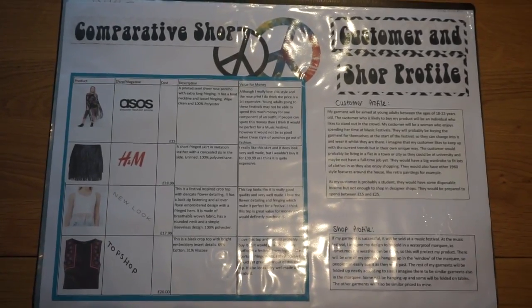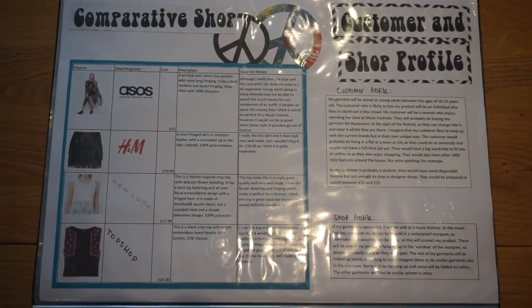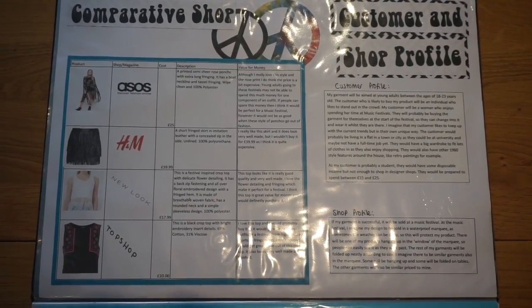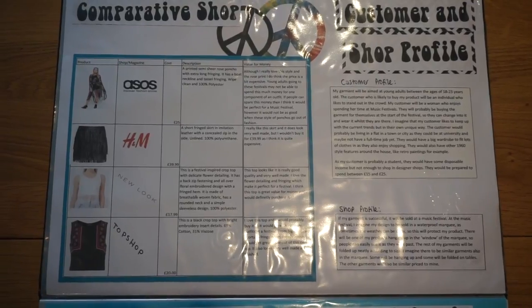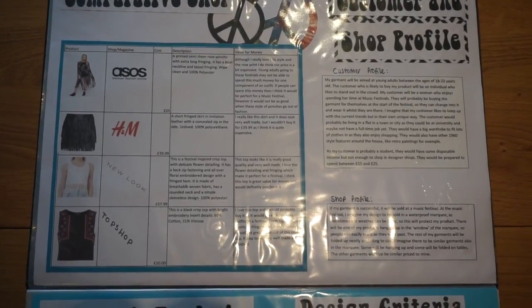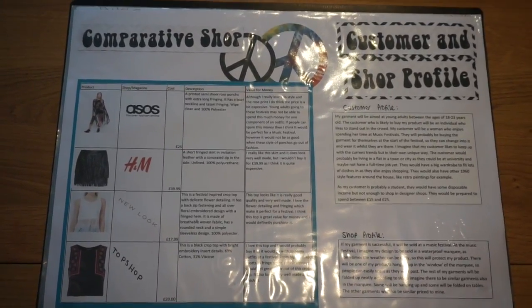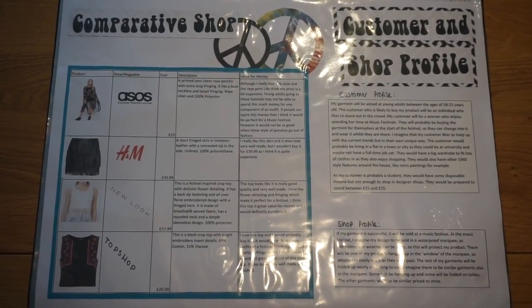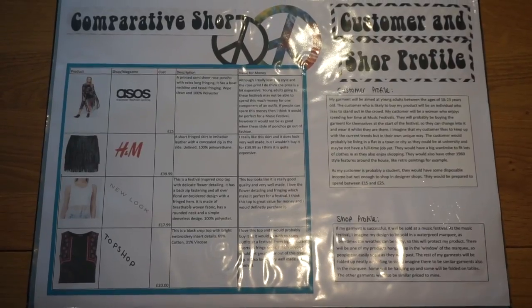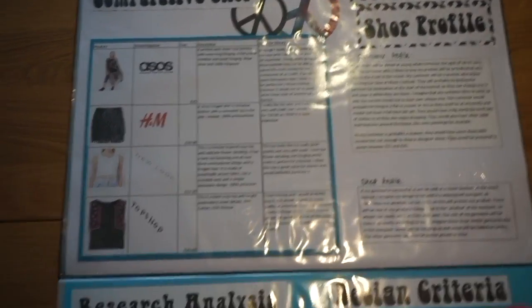Then here I've done a comparative shop report, so basically taking garments from different shops and comparing them in cost, description and value for money. And then I've done a customer profile, so basically writing about who I'm aiming my garment for, and a shop profile where I'm saying where I'm aiming it to be sold.